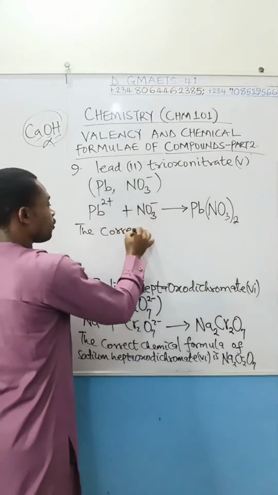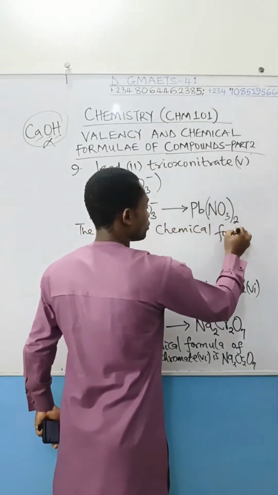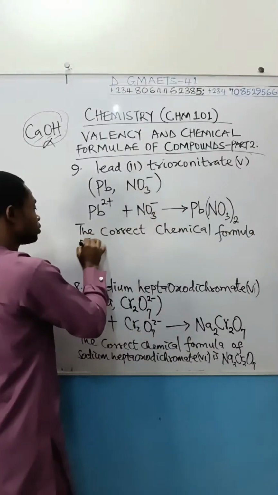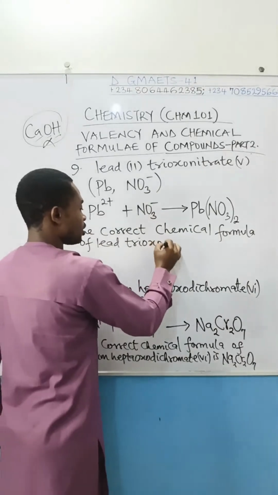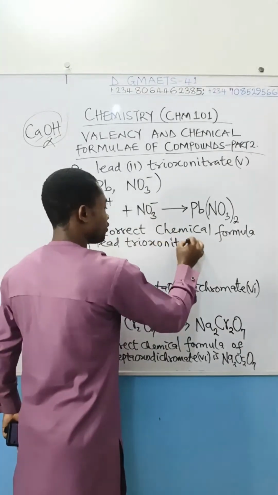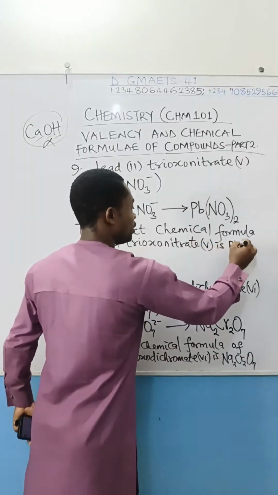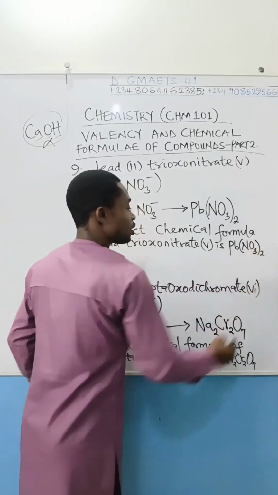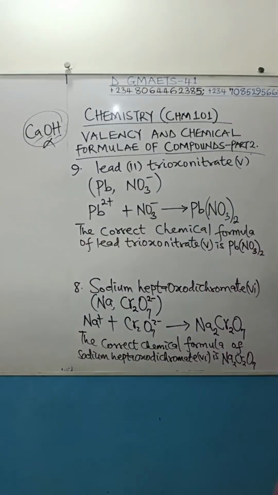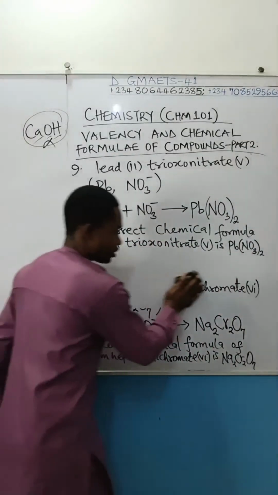The correct chemical formula of lead trioxonitrate. You see, I have removed that 2 here. It doesn't matter. Lead trioxonitrate(V) is Pb(NO3)2. Please, let's conclude. Let's see how far we've gone with the class. This is 1 hour 9 minutes.